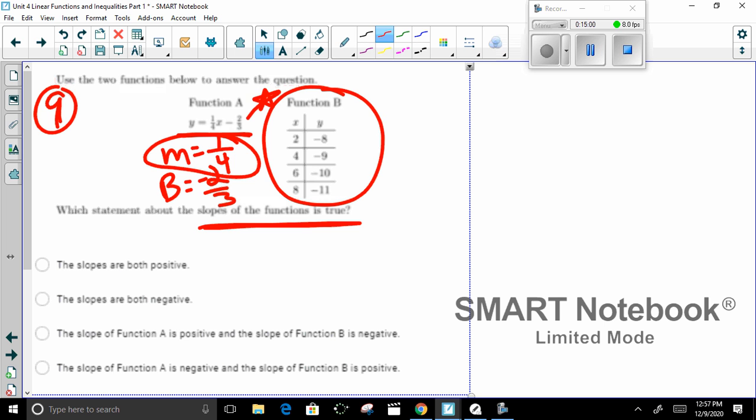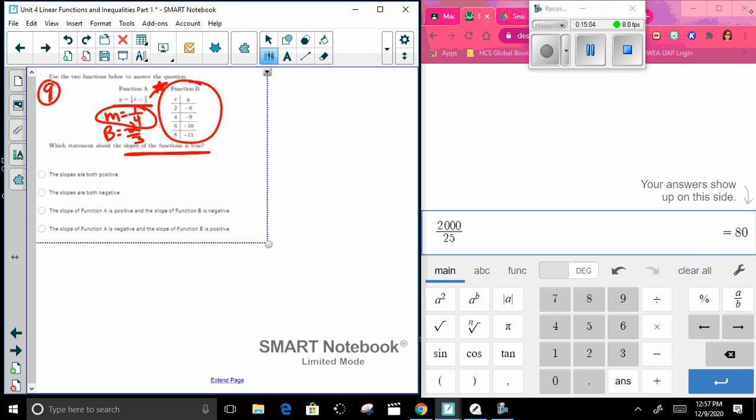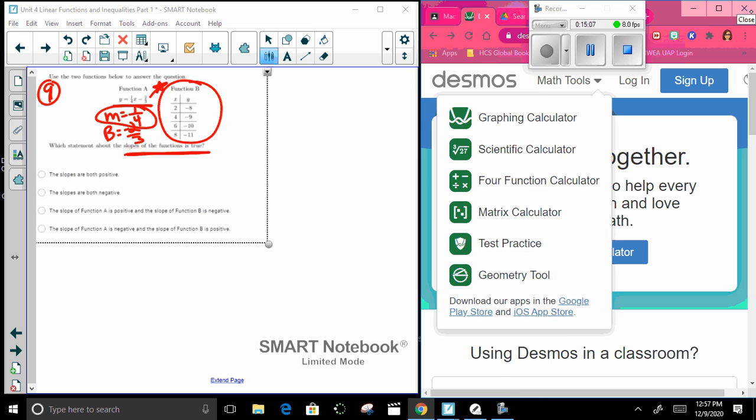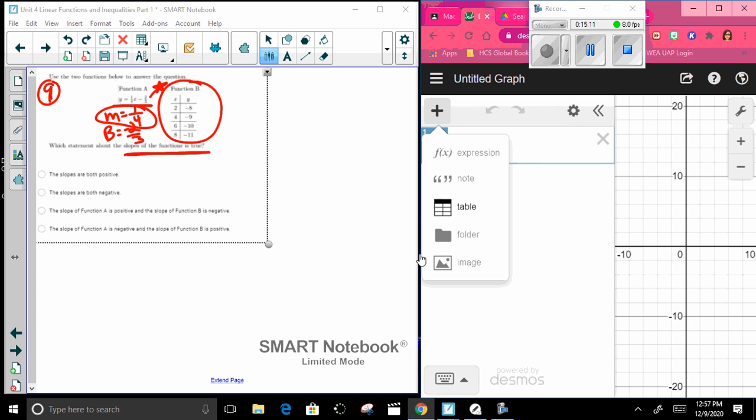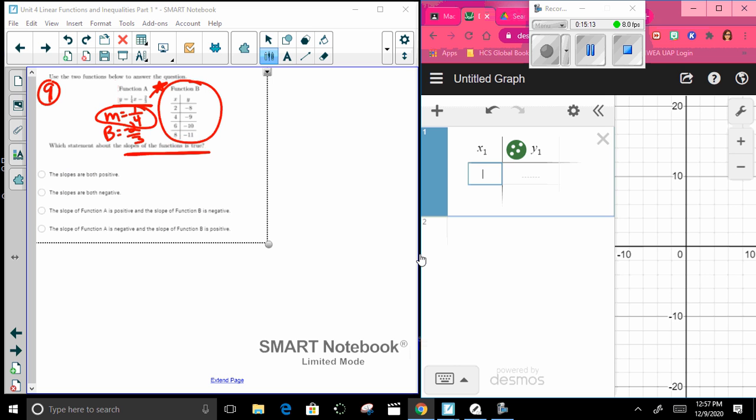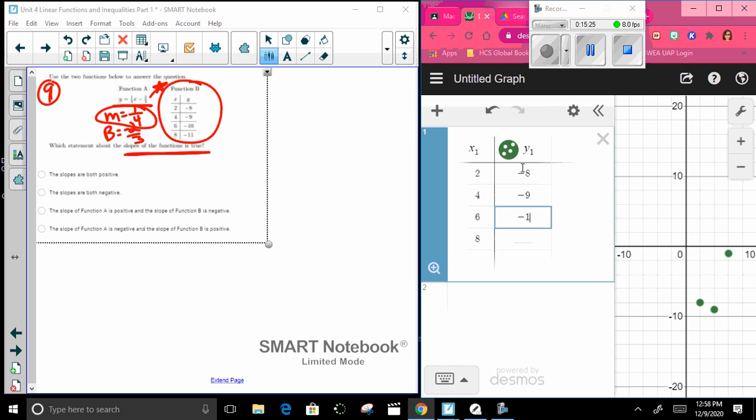Well, go to your calculator. Be smart about this. That calculator does a lot. Let's put my table into my calculator. I'm going to go back to my graphing. I'm going to put that table in. So do the plus sign, add a table. So I got 2, 4, 6, 8, -8, -9, -10, -11. All right, here are my points.